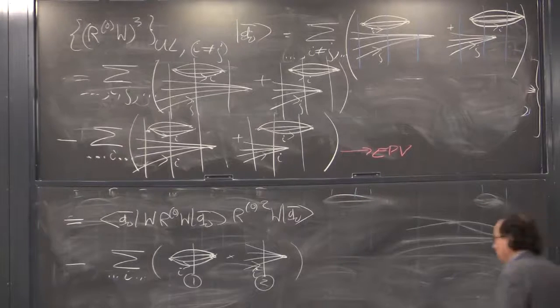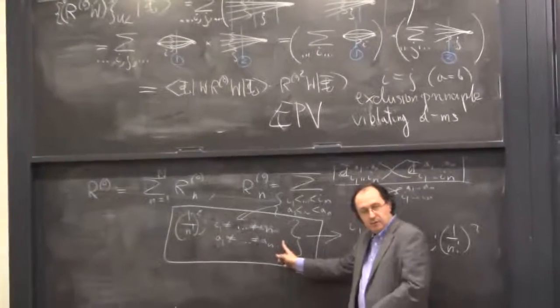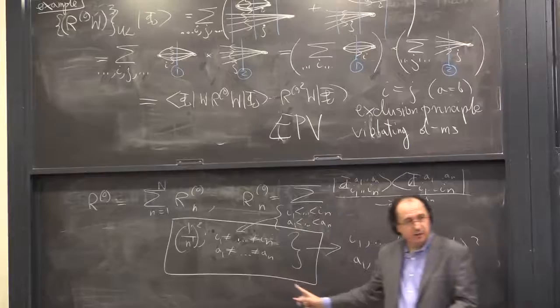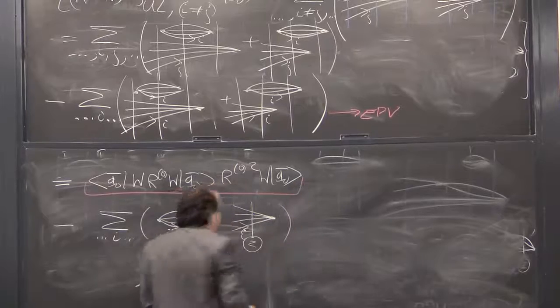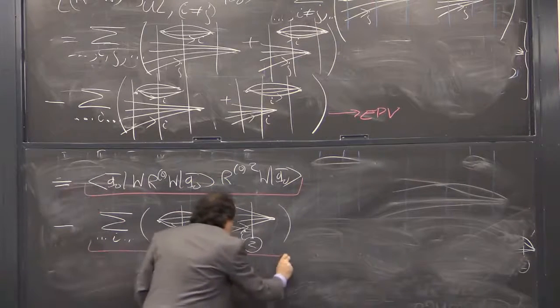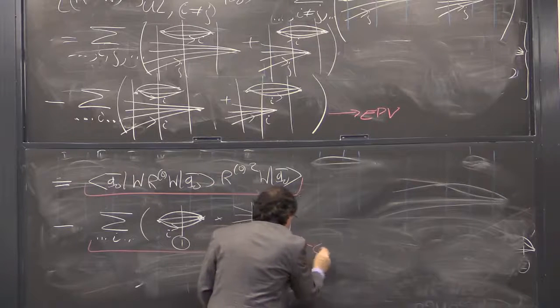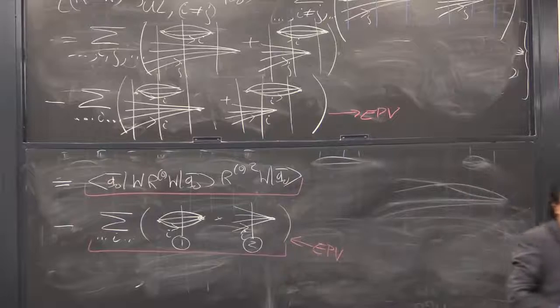So in other words, if we insisted on this form of the MBPT resolvent without EPV terms in it, which are zeros at the level of the resolvent, we would end up with a renormalization term minus EPV diagrams of this sort. Okay?